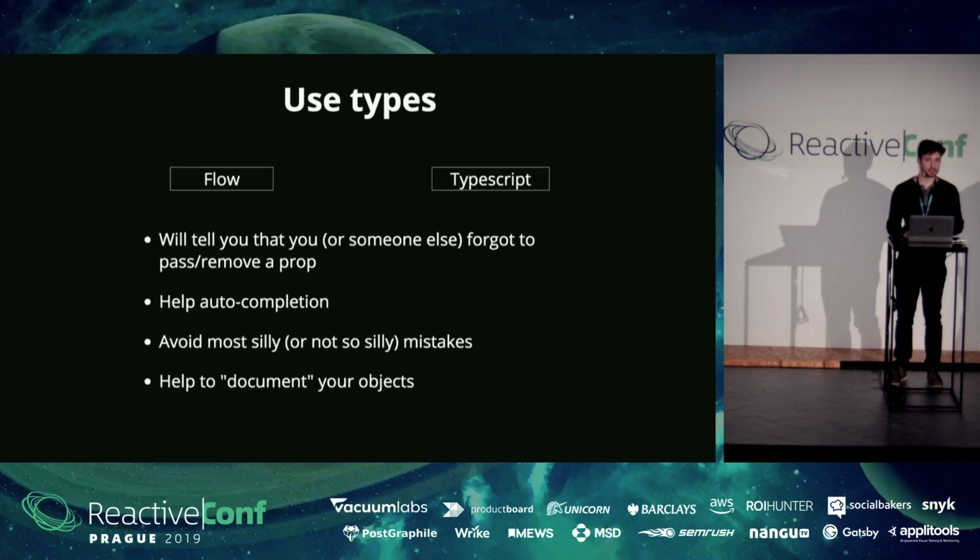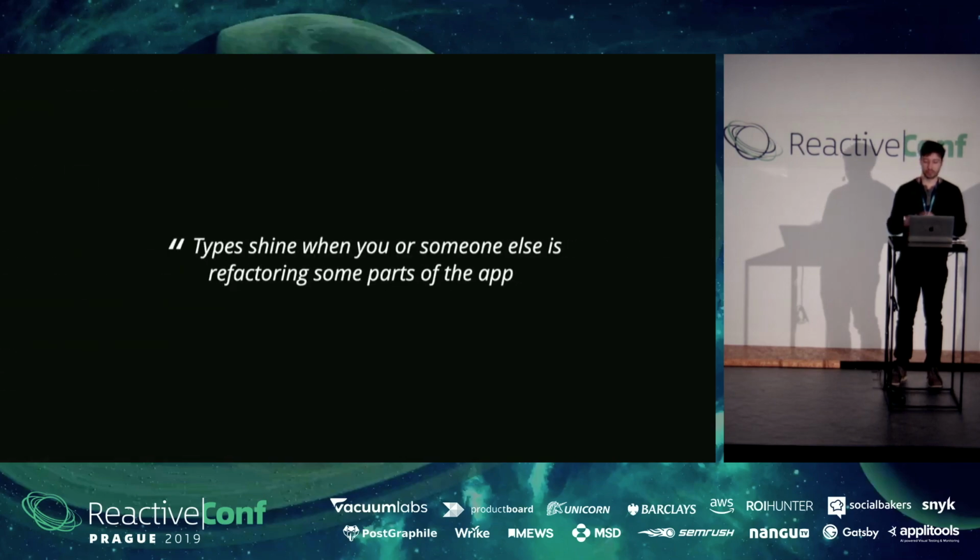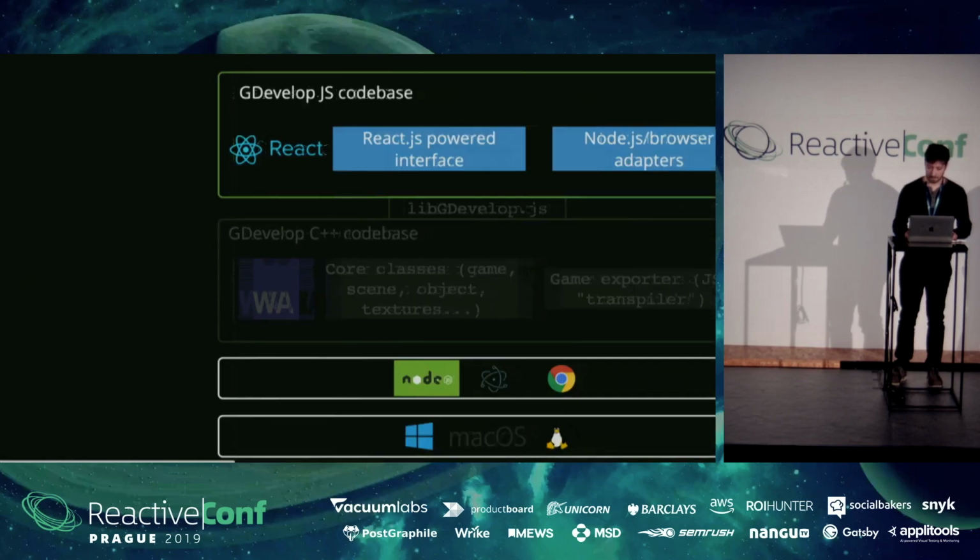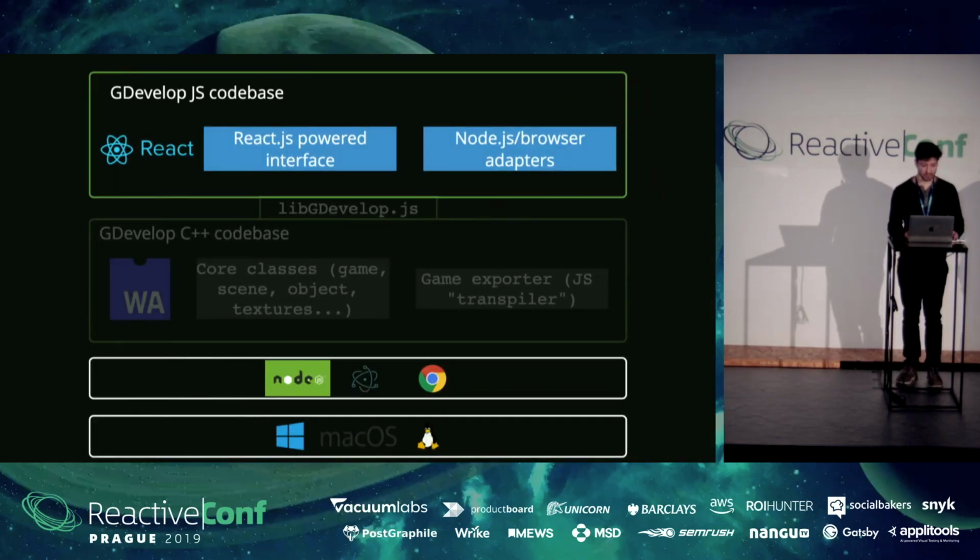So I think that types are really shining when you or someone else is refactoring some part of the app. And remember that after a few months, you will be a stranger to your own code base. This being said, I think that we now have the core of the software that is transpiled to WebAssembly. We have a new interface done using React.js.